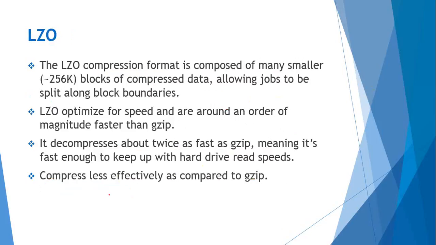LZO compression format is composed of many smaller blocks, allowing your job to split your data across the boundaries, but that is only available if your data is indexed, because it keeps that information in the header or somewhere to figure out where to read from. So if your file is indexed, then only your file would become splittable, otherwise your file will not be splittable.